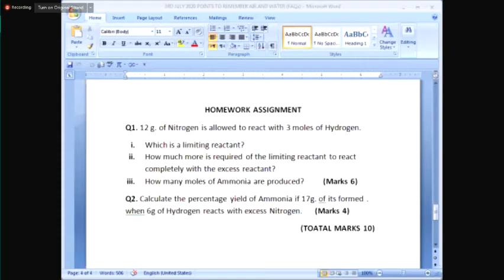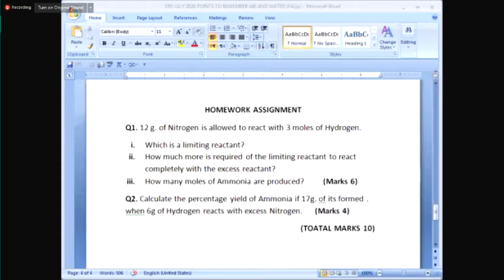The concept which I'm focusing on is, whenever you have to find the amount, moles of the product or the grams of the product, whatever unit, always set up a ratio with the limiting reactant, not with the excess. I hope you understood the concept.